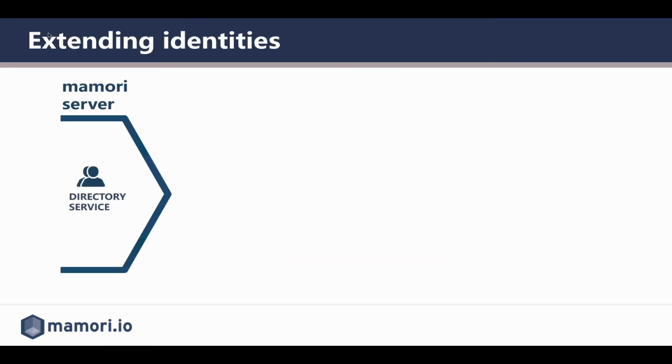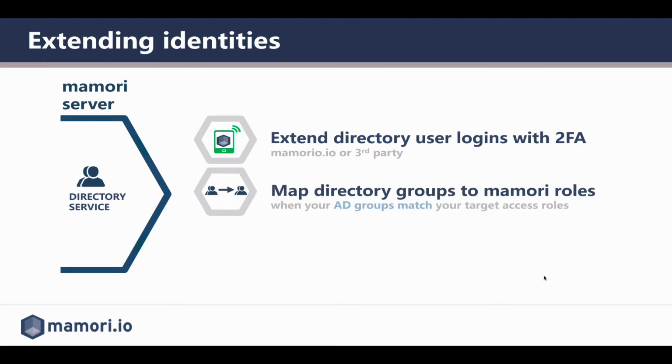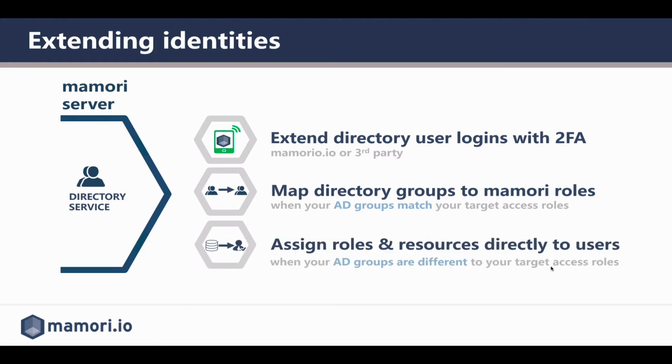Once your directories are integrated into the Mamori server, you can then extend those directory logins to be multi-factored with Mamori's mobile app or a third-party vendor. You can map your directory groups to Mamori roles. This is useful when your directory groups are going to match your target access policies. If they're not, then you could synchronize the directory into Mamori and directly assign the roles and resources to those users. Let's have a look at the config.